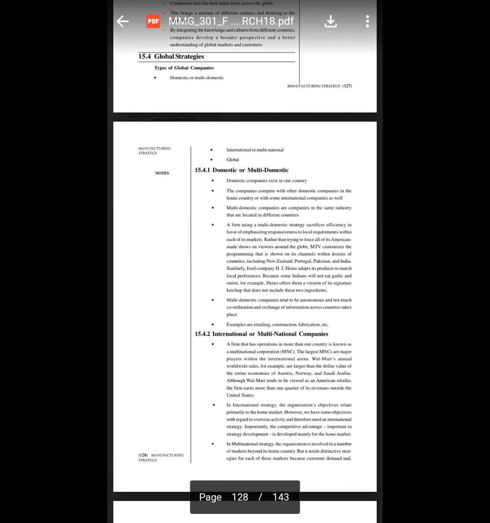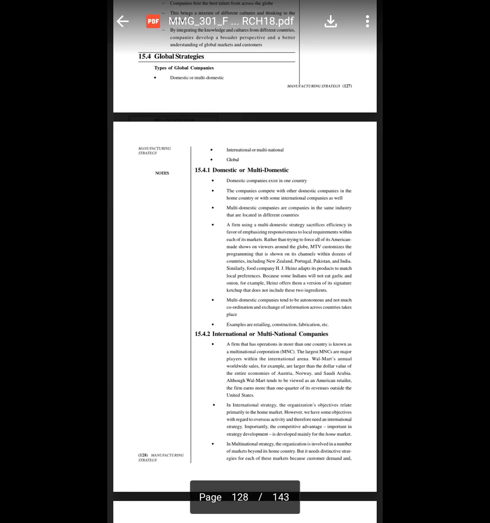See, India. In India, if you see, there are a lot of domestic markets which have been established by Indian people, and there is no branch in other countries. So that is the domestic market. Okay, the market which is there in our country only. The company competes with other domestic companies in the home country and with some international companies as well. Okay, multi-domestic companies are the companies in the same industries that are located in different countries.